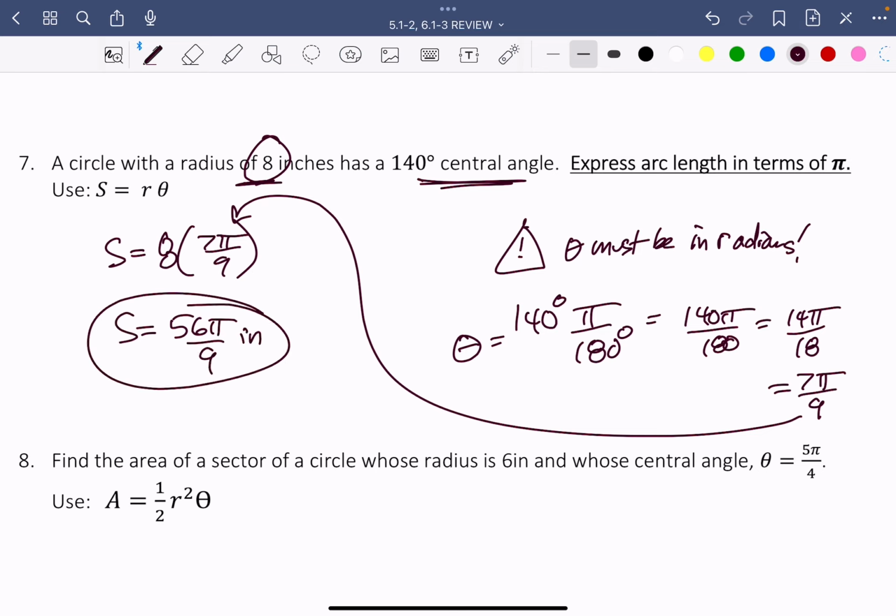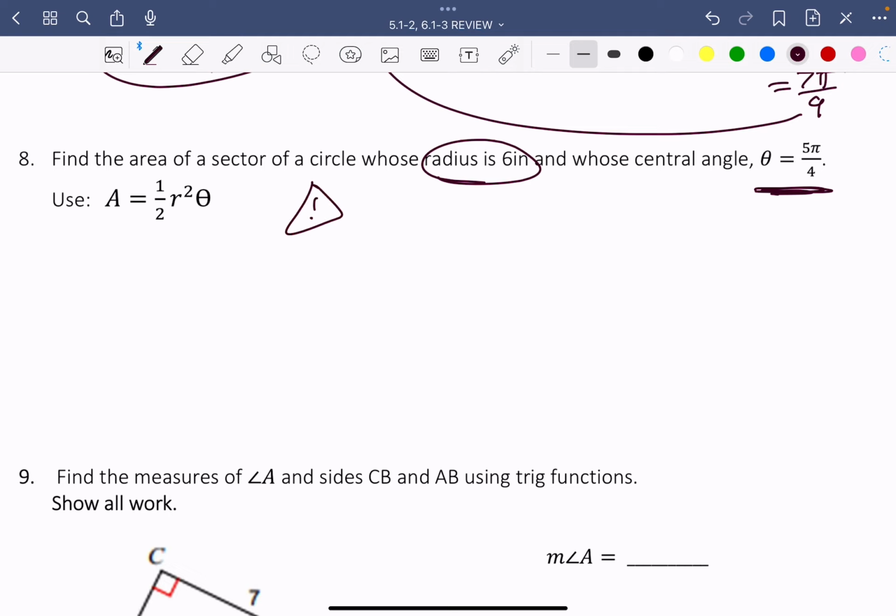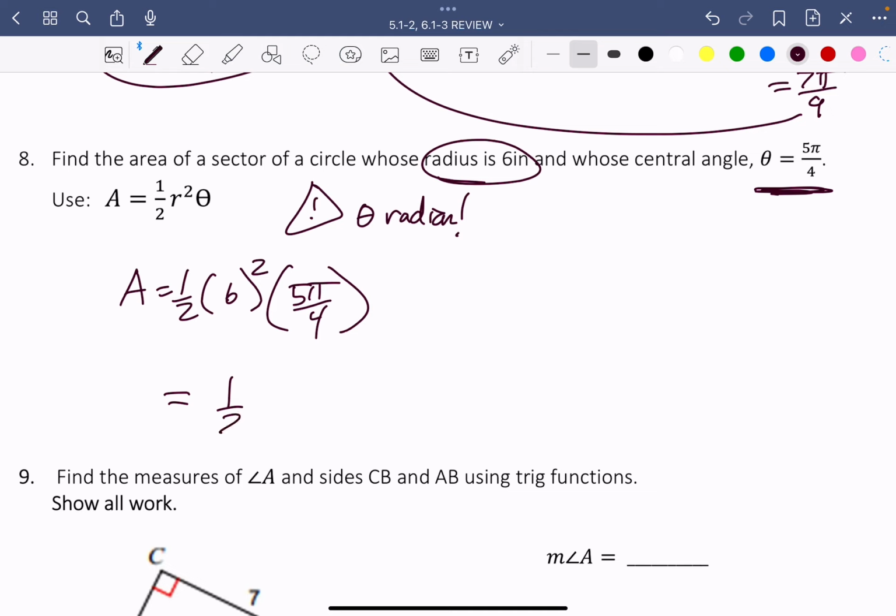And that's your answer. Area of a sector, if its radius is this and central angle is this, well, again, theta must be in radians. If it's not, so in this case, we get 1/2. The radius is 6 squared. Theta is 5 pi over 4. And so you're good to go. You just have to simplify. So that's 1/2 times 36 times 5 pi over 4.